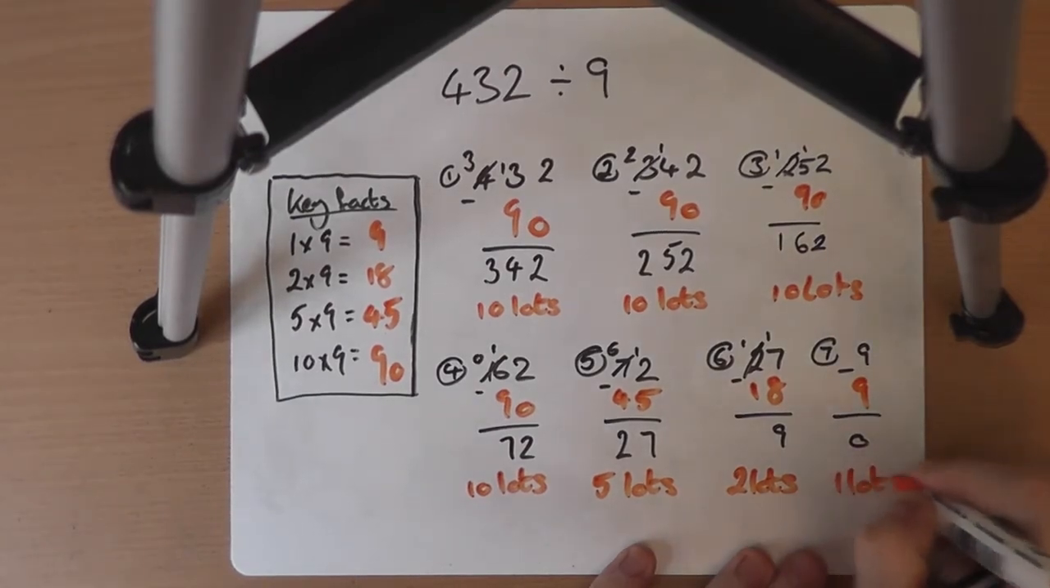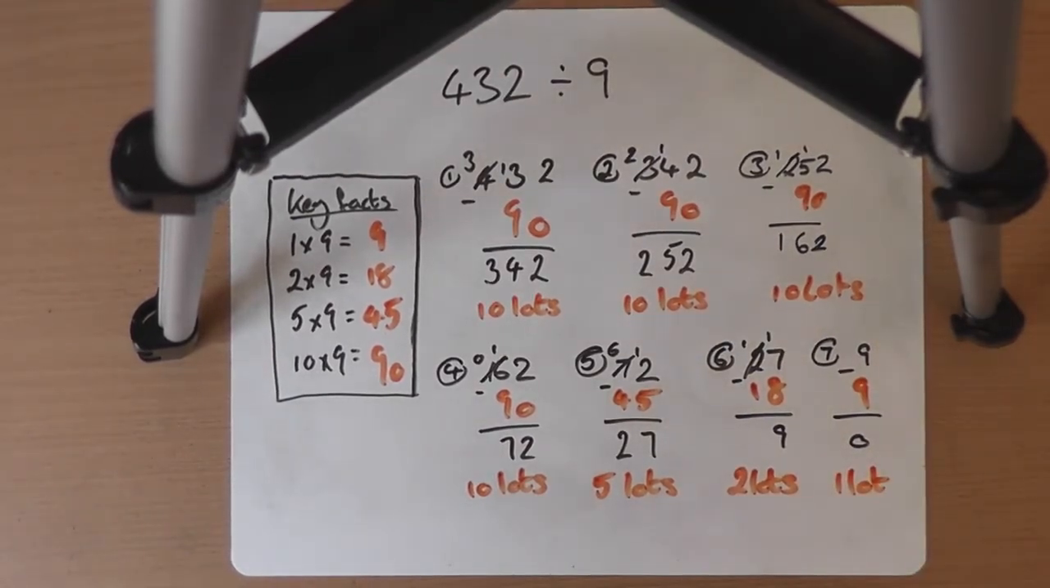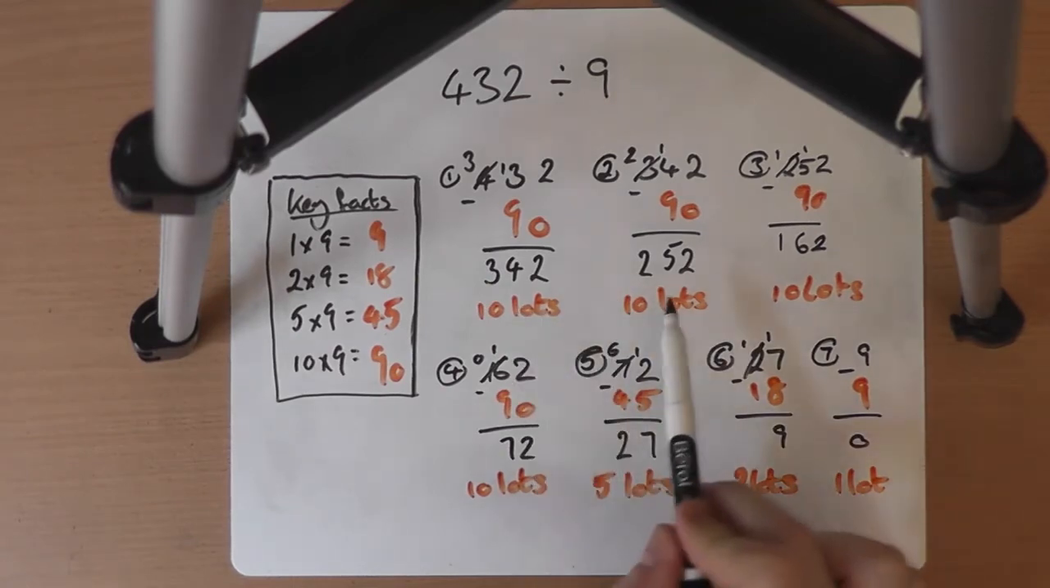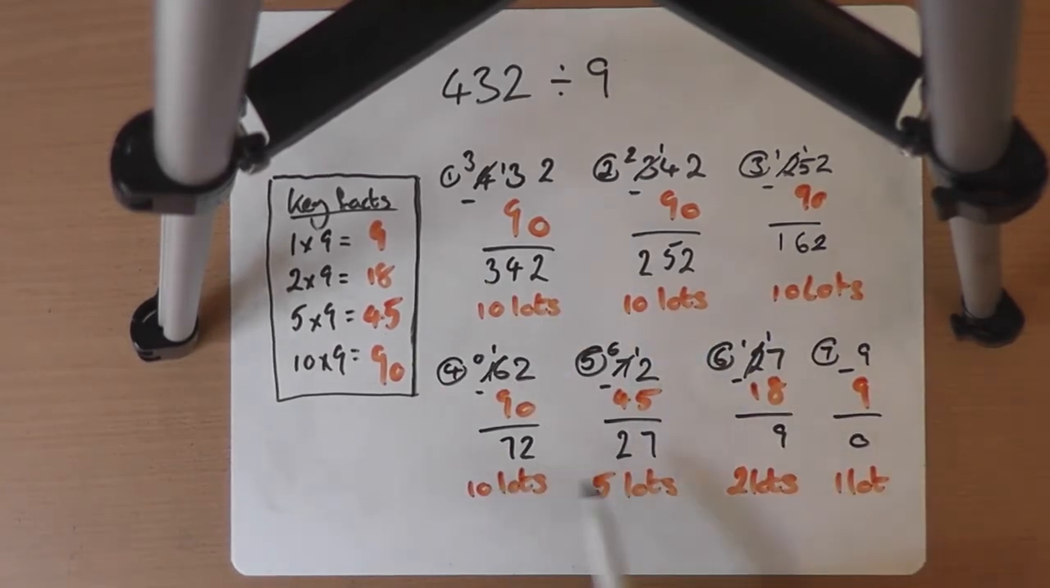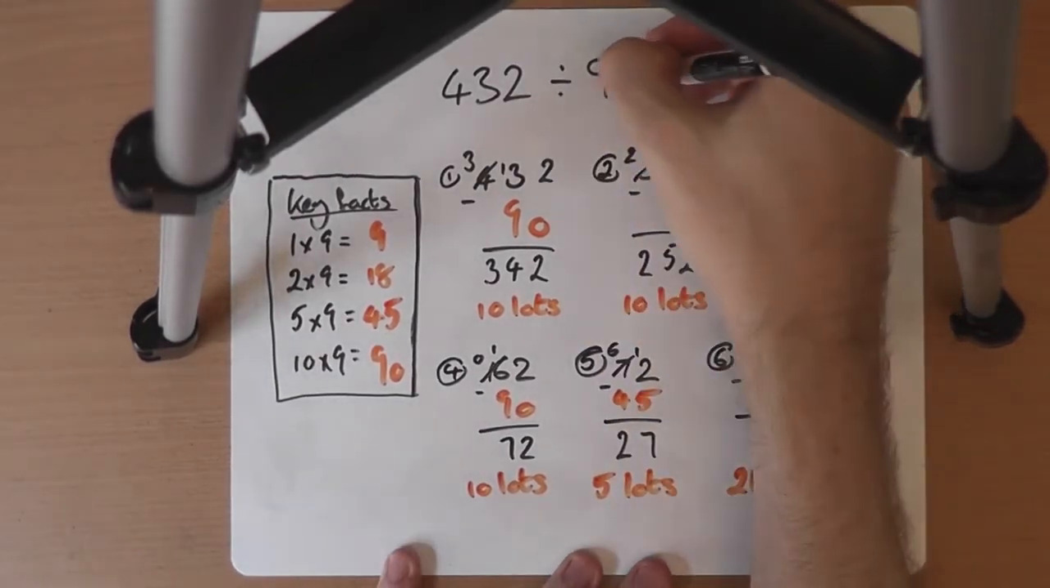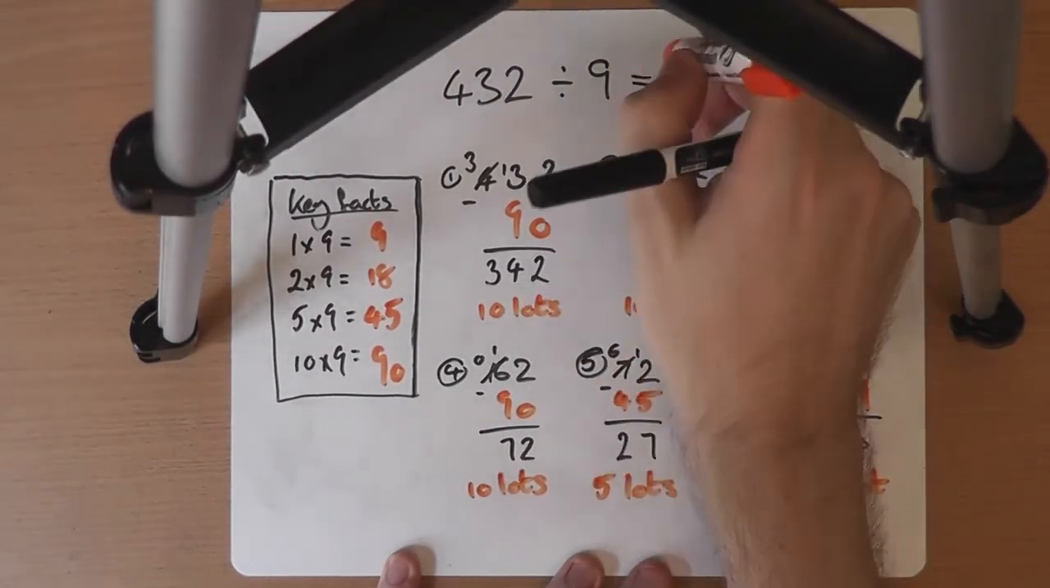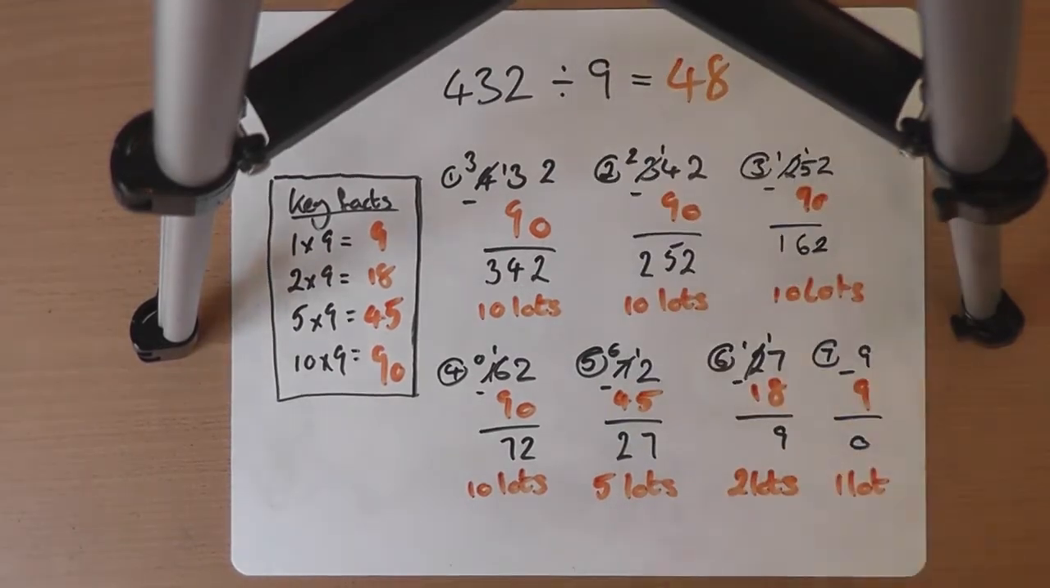That's 1 lot gone. Final thing we need to do, count up how many lots we got rid of in total. That's 10, 20, 30, 40, 45, 46, 47, 48. And we reckon then that the answer is going to be 48. And again, with the advantage of a calculator, we could always check that.